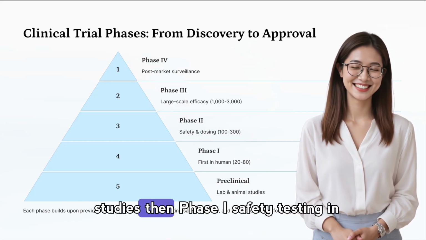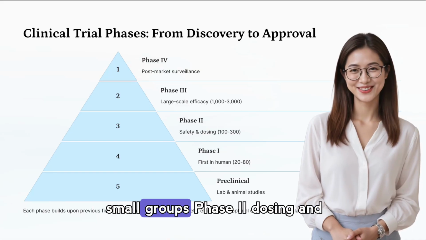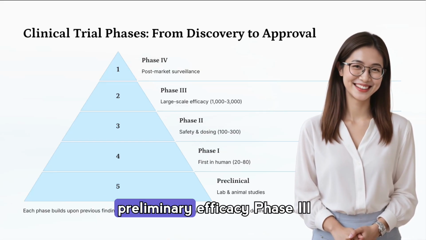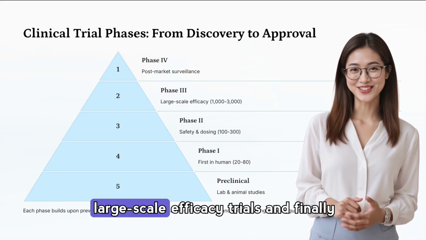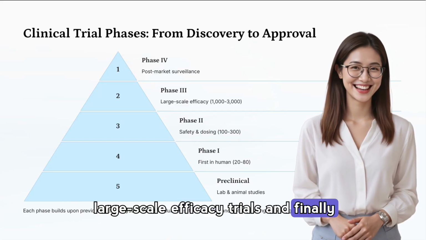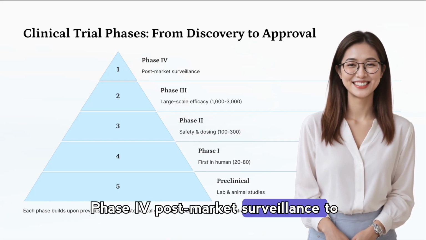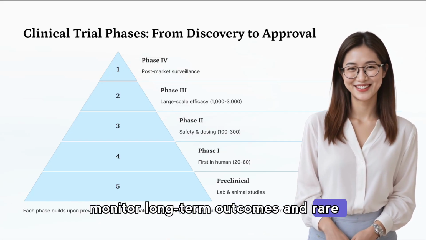Clinical trials progress through a series of phases that build on one another, starting with preclinical lab and animal studies, then Phase 1 safety testing in small groups, Phase 2 dosing and preliminary efficacy, Phase 3 large-scale efficacy trials, and finally Phase 4 post-market surveillance to monitor long-term outcomes and rare events.